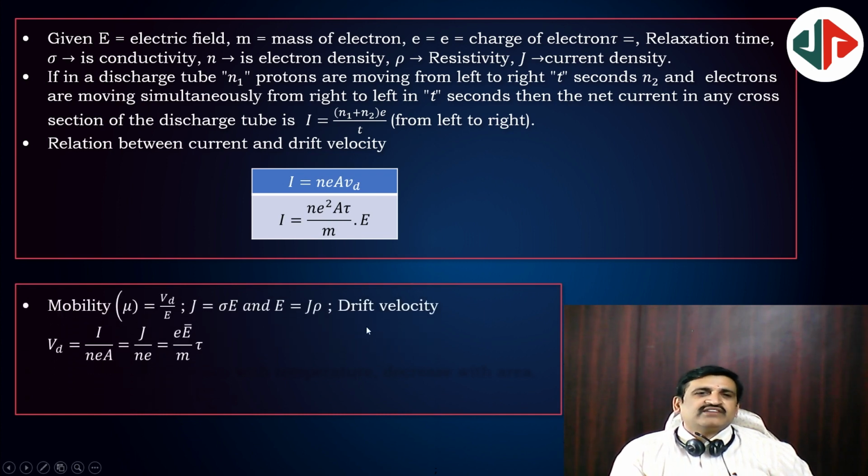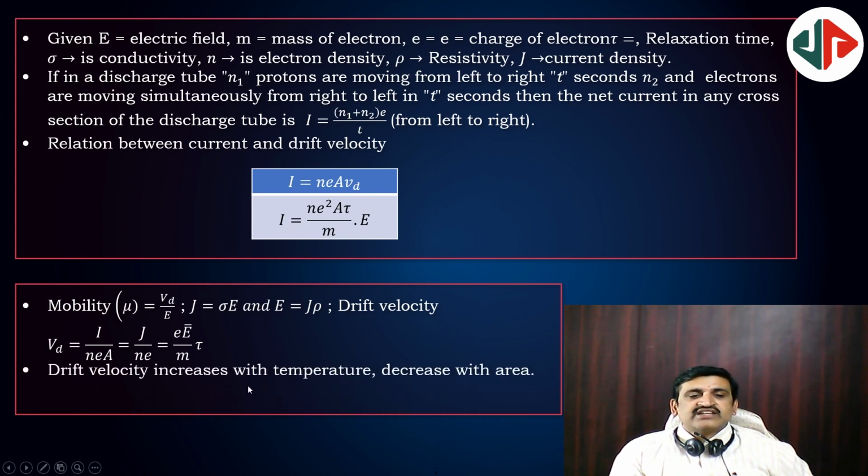And mobility, drift per unit field, is called mobility. Mobility is equal to drift per unit field, Vd by E, and J is equal to sigma into E, equal to E by rho. Drift velocity is given by I by neA, or eE by m into tau. These are all drift velocity related formulae.